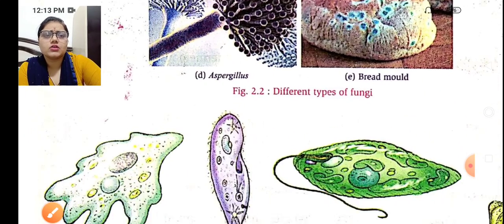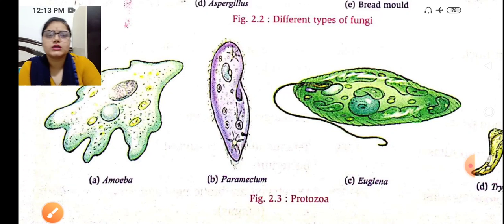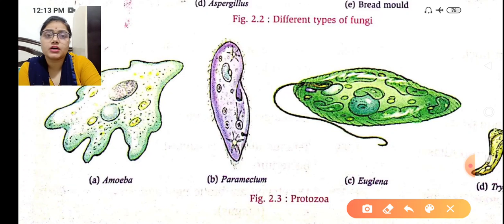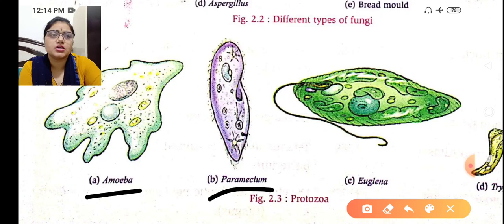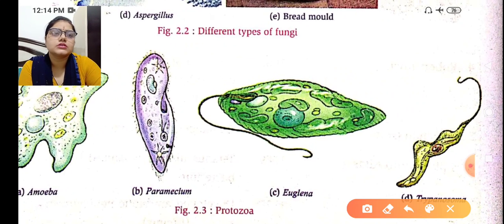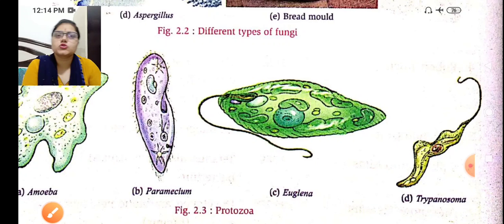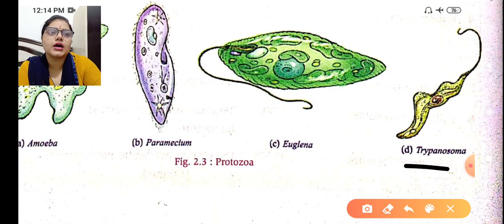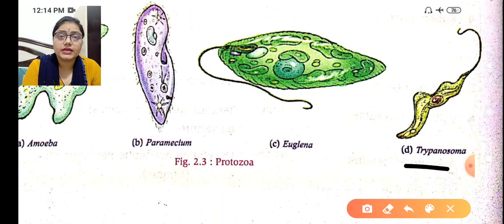Now, moving ahead with the protozoa. We have different types of protozoa. First is amoeba; this is the shape of the amoeba. Next is paramecium, third is Euglena, and the fourth is trypanosoma. So these are the protozoa: amoeba, paramecium, Euglena, and trypanosoma. These are the four protozoa.